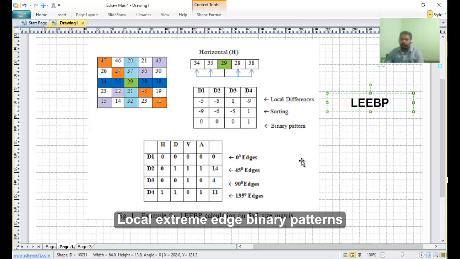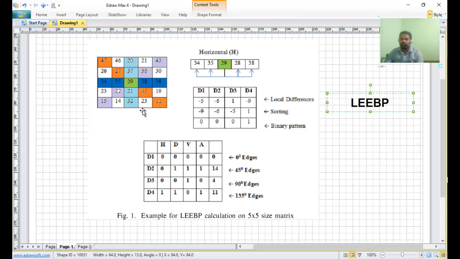It has the same procedure. So what's the difference? Here, in the example, we have taken 5 cross 5 pixels. In the 5 cross 5, first of all we identify the nearest neighbor difference, that means the local difference. If you take the third row, it is 34, 35, 29, 28, 28. From that we derive the local difference. 34 minus 35 is minus 1, 35 minus 29 is 6, 29 minus 28 is 1.